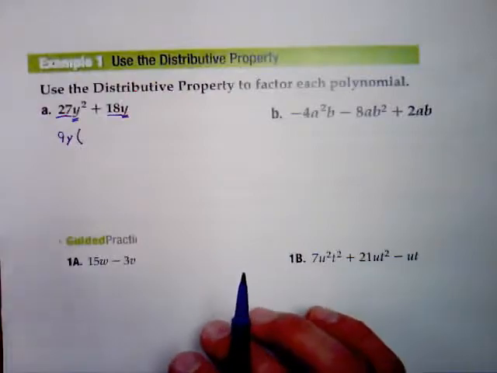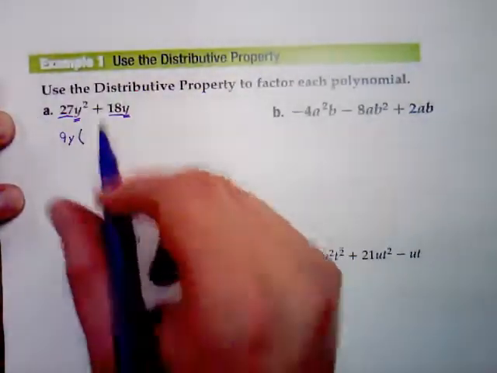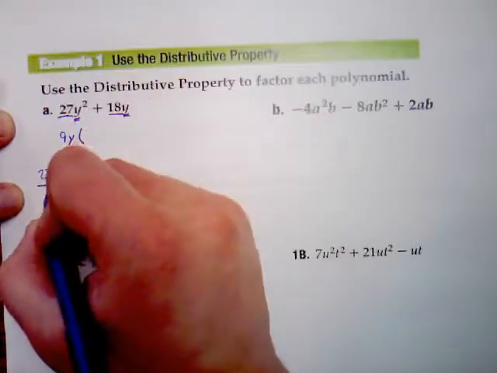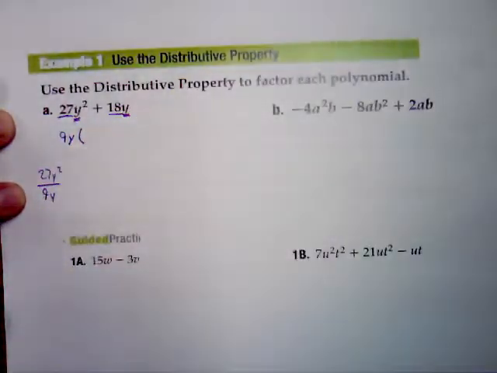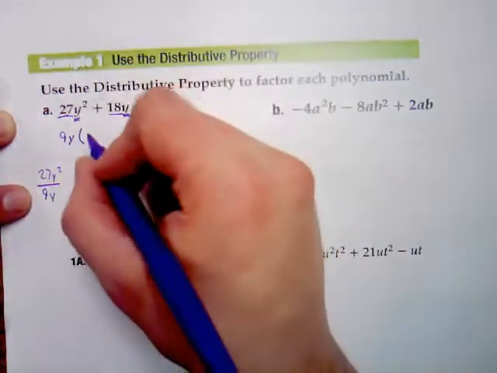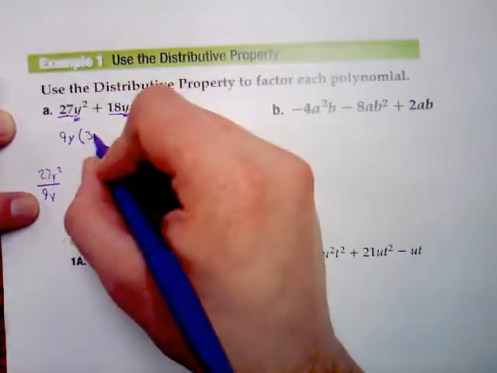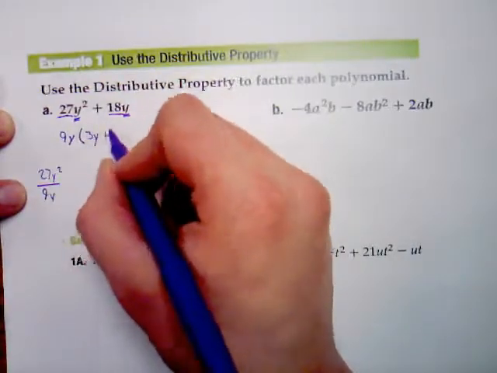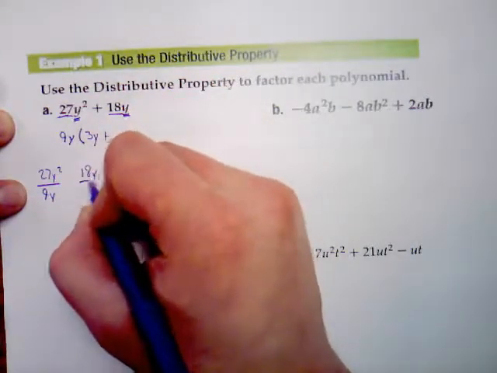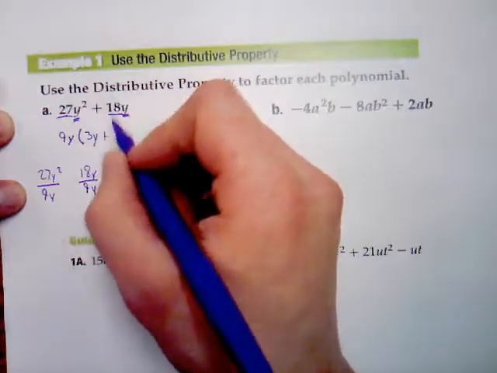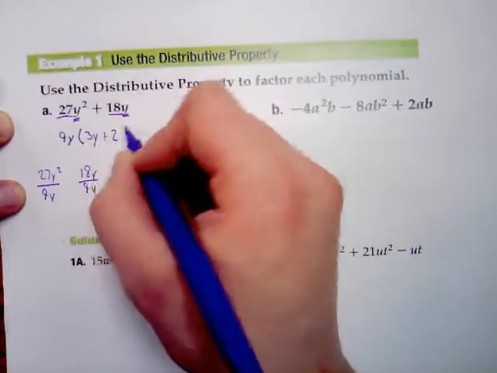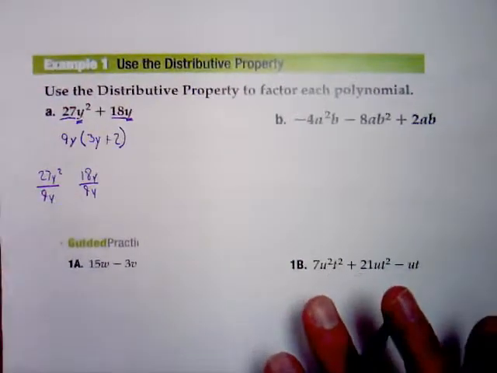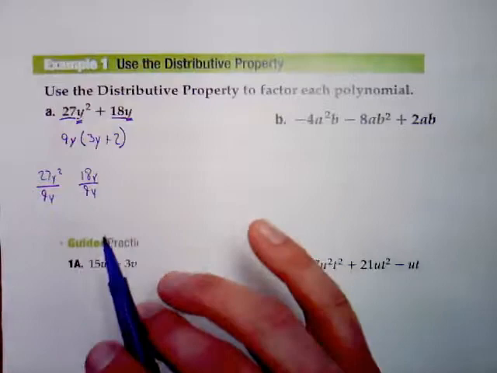Now essentially what I'm going to do is divide both of these monomials by 9y. So 27y squared divided by 9y. We've worked with this already. 27 divided by 9 is 3. Y squared over y, I just have 1y left. Then the next term, 18y divided by 9y. 18 divided by 9 is 2. Y over y is 1, so it's just 2. This would be my factored expression, 9y times the quantity 3y plus 2.